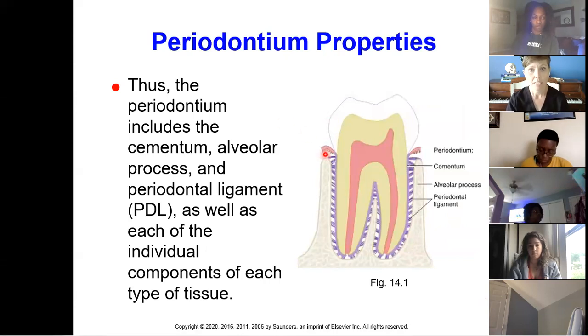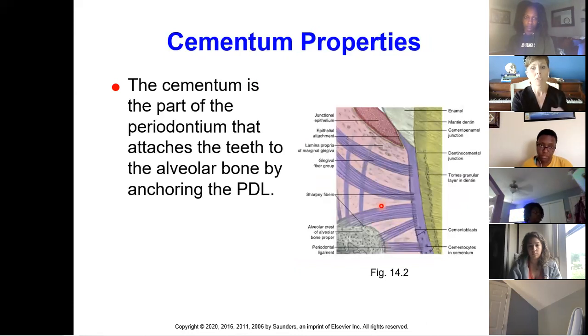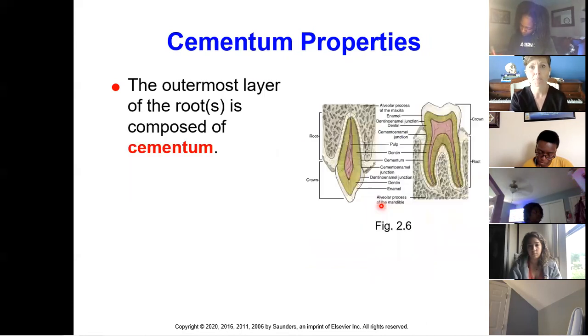You can see that there's oblique, there's horizontal, there's apical, there's interradicular, there's all kinds, and we'll get there. But the cementum is used as an anchor via the PDL, the periodontal ligaments, to the bone to keep the teeth in the bone. It is the outermost layer of the root. So it is equivalent to the enamel, but just not as hard, like I said.